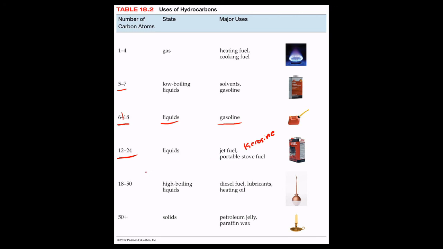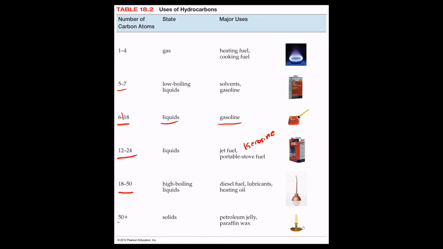The stuff you burn in your portable stove thing is nowhere near as pure as jet fuel, but it is overall the same kind of molecule. If we get to even bigger molecules, up to 50 carbons in the structure, we're almost at the point where it's not going to be a liquid anymore, but it is still technically a liquid. So diesel, some lubricants, heating oil, we're getting to a lot more viscous fluids here. It's not like gasoline. Gasoline is almost watery in its consistency, but with things like lubricants and heating oil, it's much more viscous because the molecules themselves are much larger.